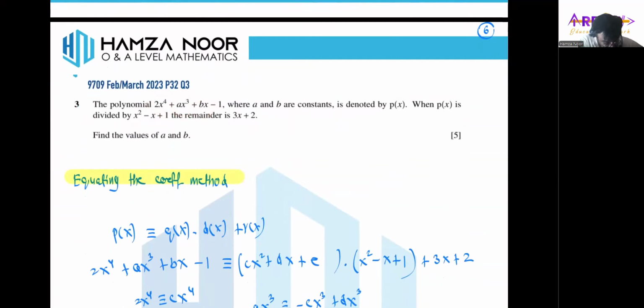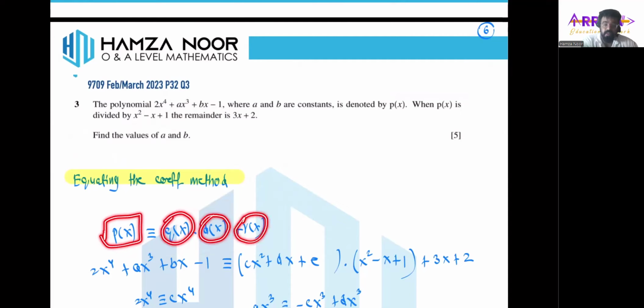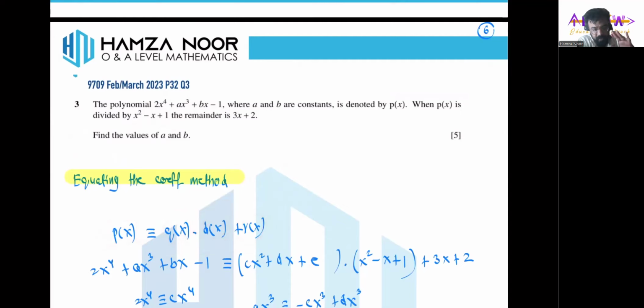So as you have studied the basic polynomial identity, that this is the basic polynomial relationship, that polynomial is identical to quotient multiplied by divisor plus remainder. Px is identical to qx multiplied by dx plus rx. So we are just going to simply use this identity. And since this would be an identity, we can essentially use the equating the coefficients method.